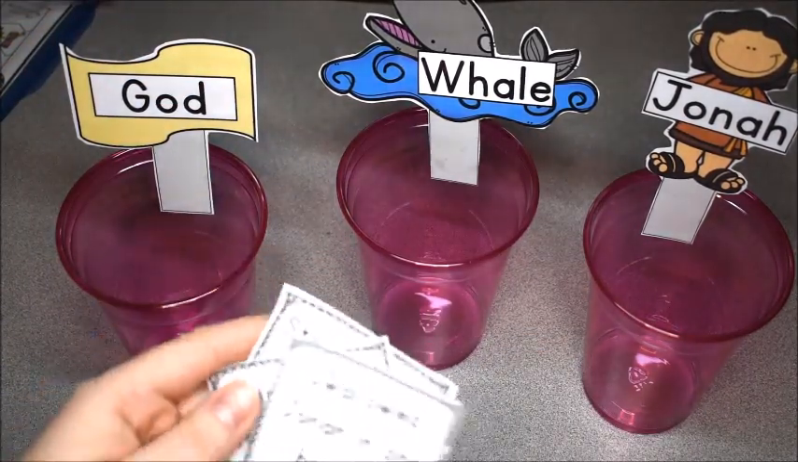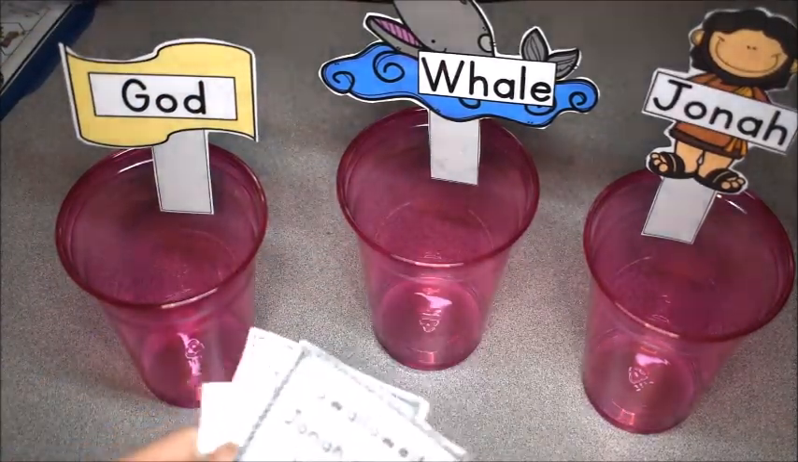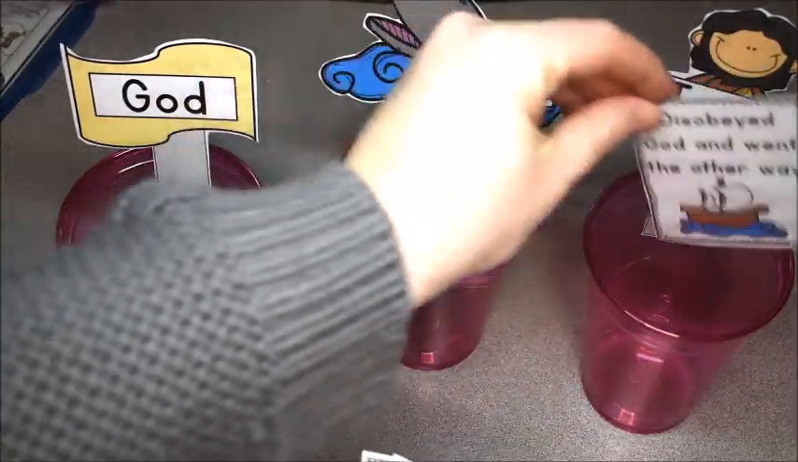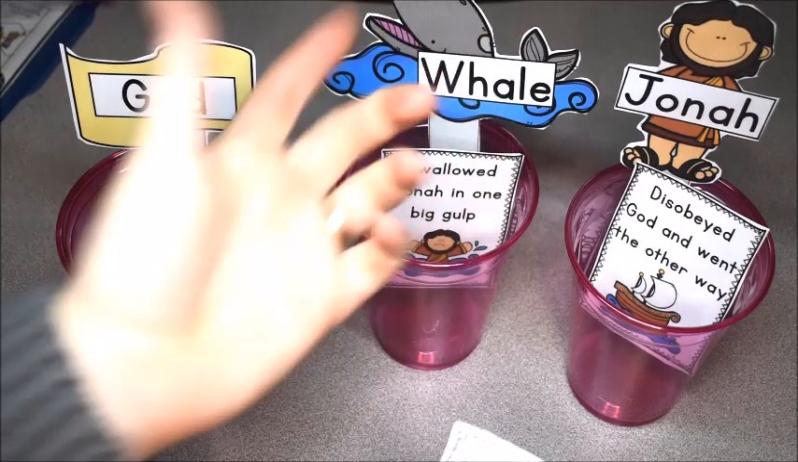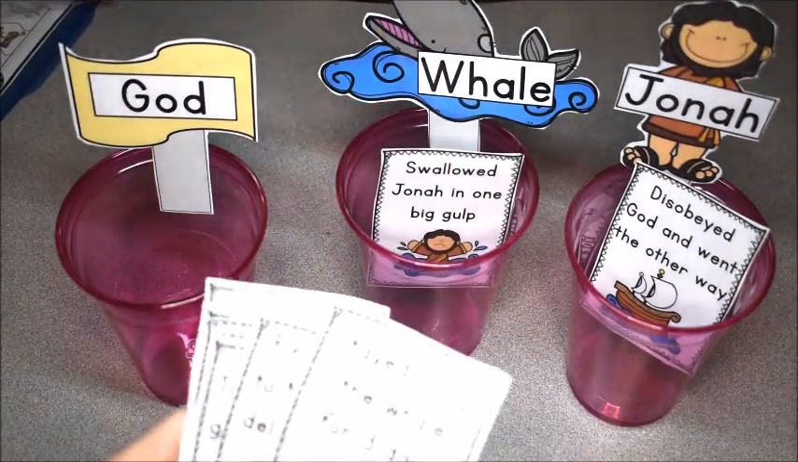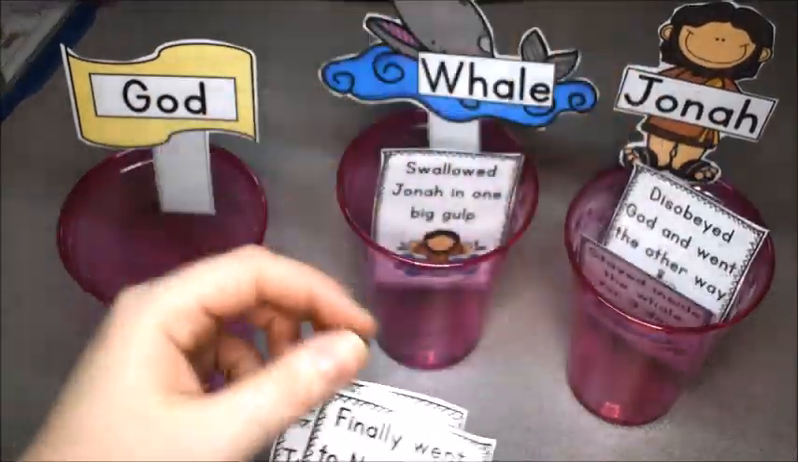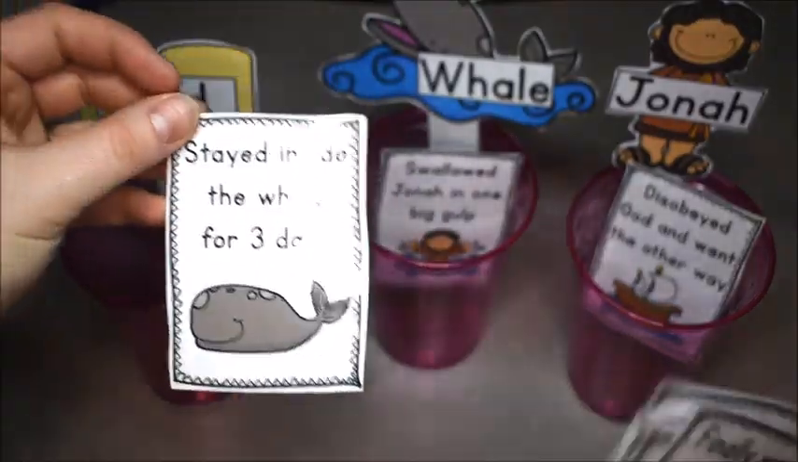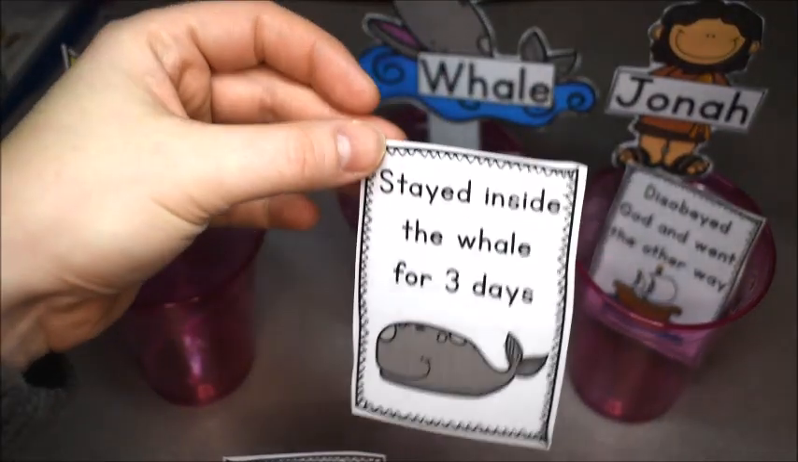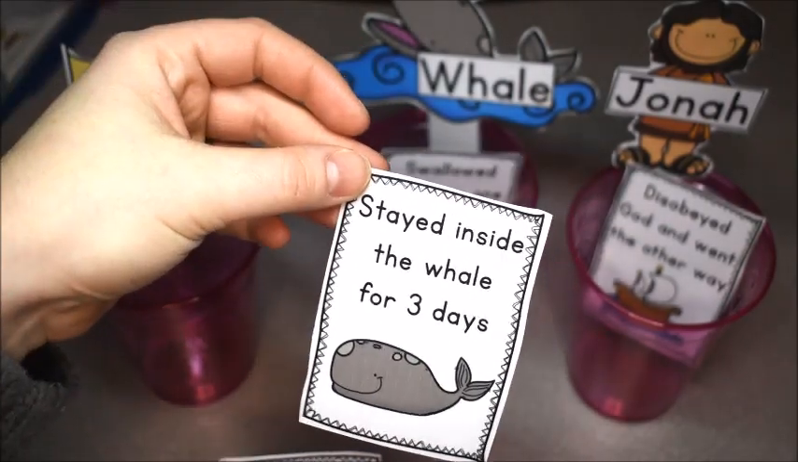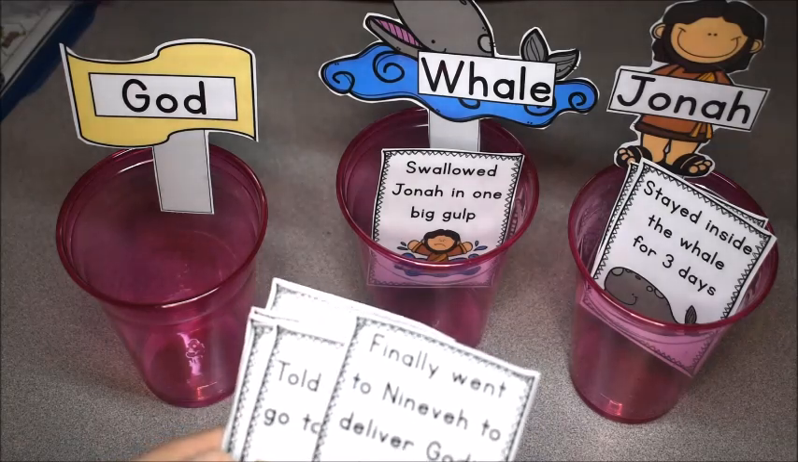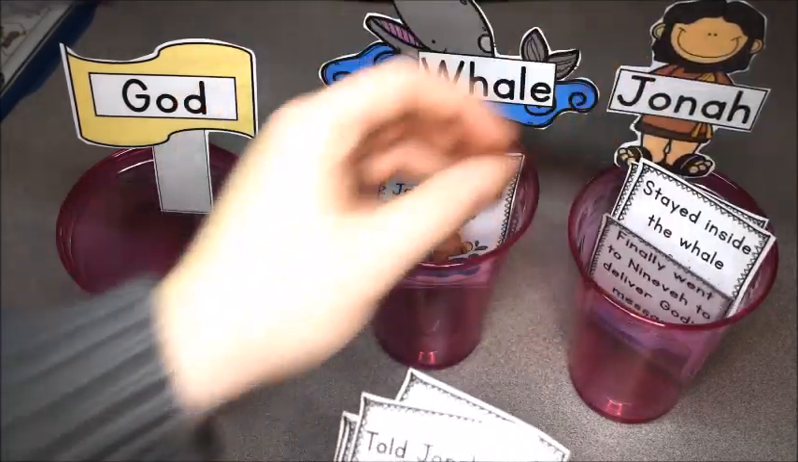So this says, swallowed Jonah in one big gulp. Well, that would be the whale. Disobeyed God and went the other way. That would be Jonah. Okay, so basically they're just going to read and see who did what. Stayed inside the whale for 3 days, Jonah. Again, being inside the whale for 3 days is a reflection on Jesus and how he died, and then 3 days later he rose again. All right, so finally went to Nineveh to deliver God's message. He did that finally at the end.